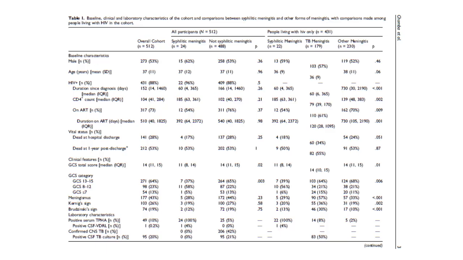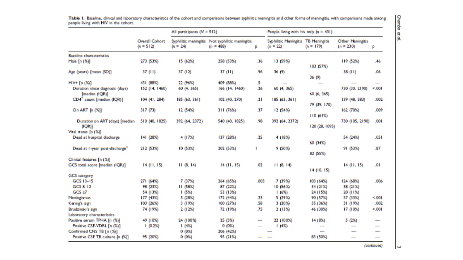The study included 512 participants. 273 were male. The mean age was 37, and 84% of those in this cohort were living with HIV. So they found a prevalence of syphilitic meningitis of 5%, with a quite high mortality, with an in-hospital mortality of 17% and a one-year mortality of 53%.